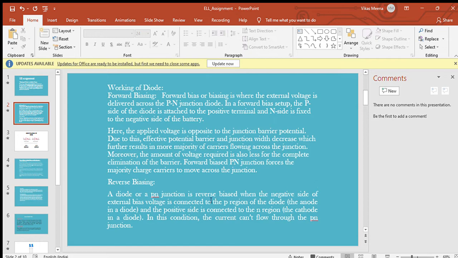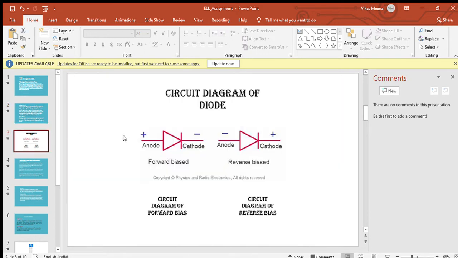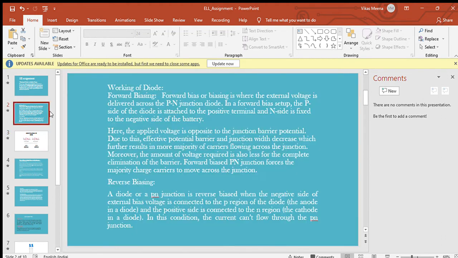Now, in this diagram, there is a positive layer and a negative layer inside, negative on this side and positive on this side. This electric field pulls outward the middle layer, and the junction barrier potential width continues to decrease, due to which the majority of charge carriers flow across the junction, and the diode behaves like a shunt wire. Forward bias PN junction forces majority of charge carriers to move across the junction.